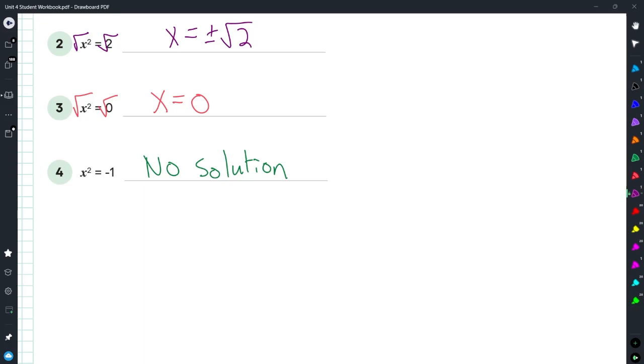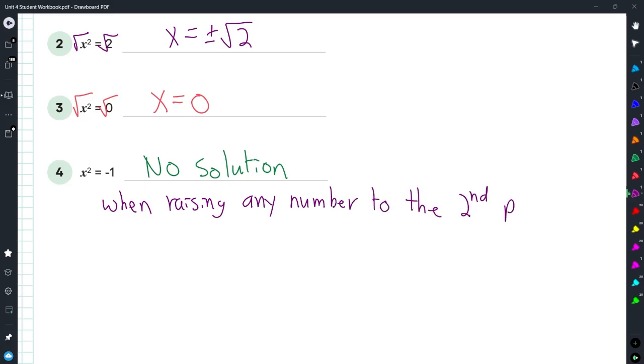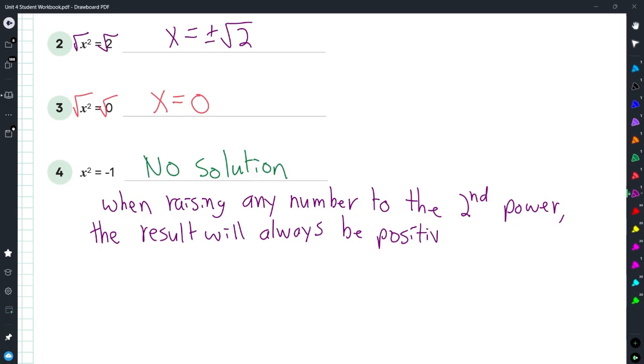I want to write that down: when raising any number to the second power, the result will always be positive. No matter what number we raise to the second power, it will always be a positive result. So there's no solution to this x squared equals negative 1.